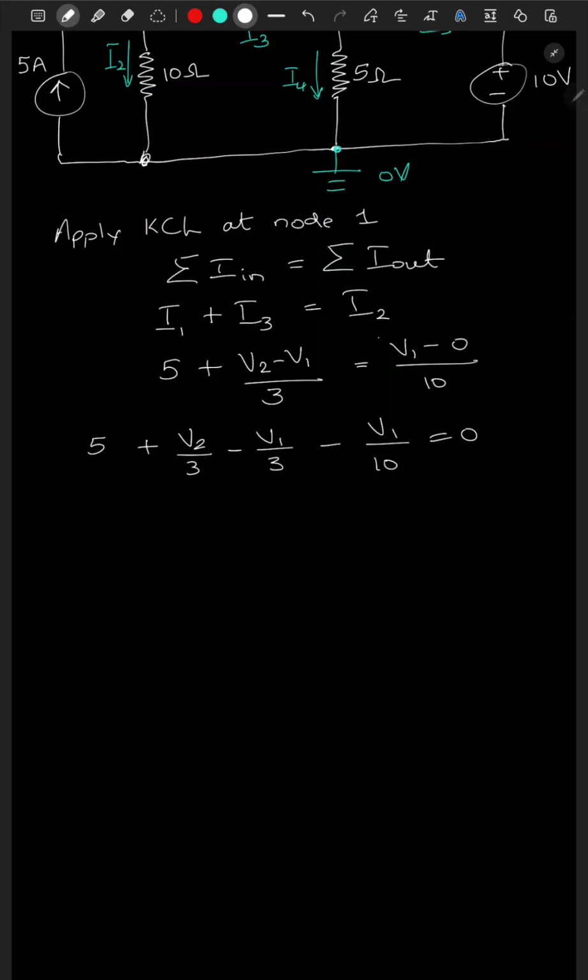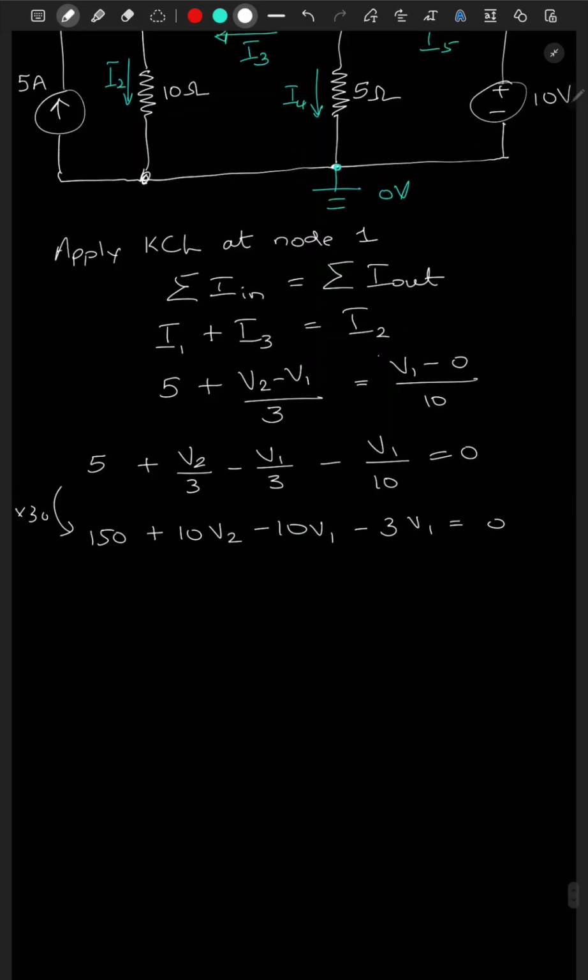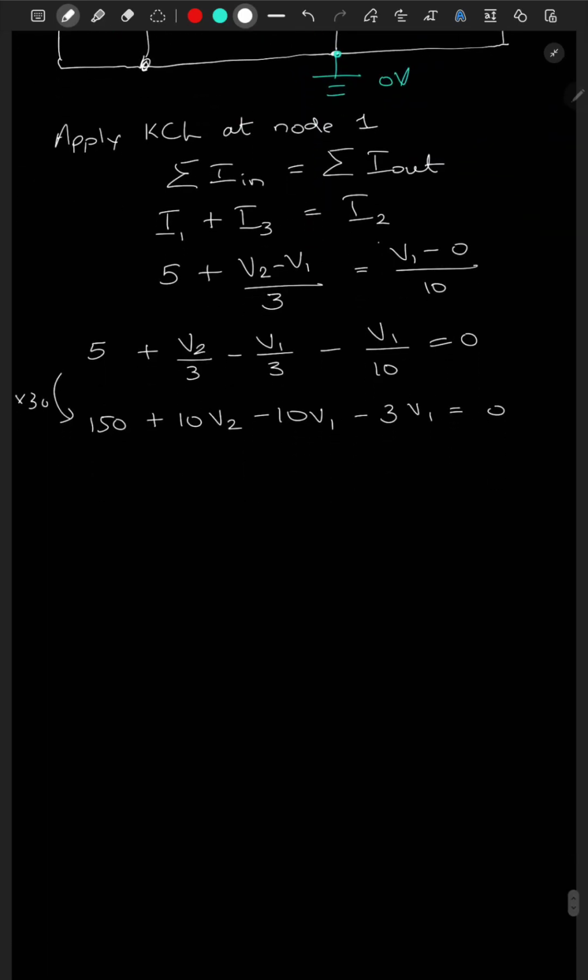Okay, so we can multiply everything by 30. Here you will have 150 plus 10 V2 minus 10 V1 minus 3 V1, and this gives you 0. So simplifying the terms, we have V1 and V1 here. So this will give you 10 V2 minus 13 V1.